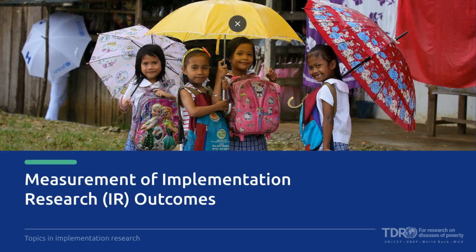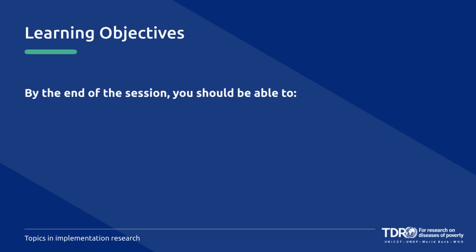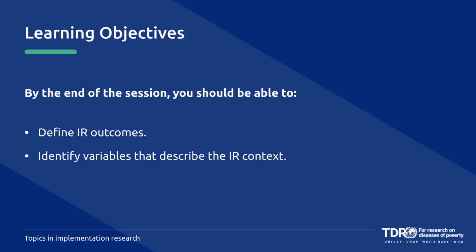Welcome to Chapter 5 of our course. This chapter is entitled Measurement of Implementation Research Outcomes. By the end of this session, you will understand what implementation research outcomes are, recognize the factors that define the context of implementation research, and explain how to measure implementation research outcomes.